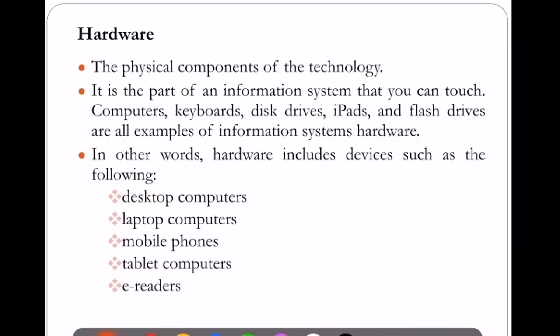The first component of information technology is hardware. Hardware is the physical component of the technology or the physical part of any device. You can touch it and you can see it. We call it hardware. So computers, keyboards, disk drives are all examples of information system hardware. When you say hardware, we have desktop computers, laptops, mobile phones, tablet computers, and also readers. So any physical part of a technology, we call it hardware.